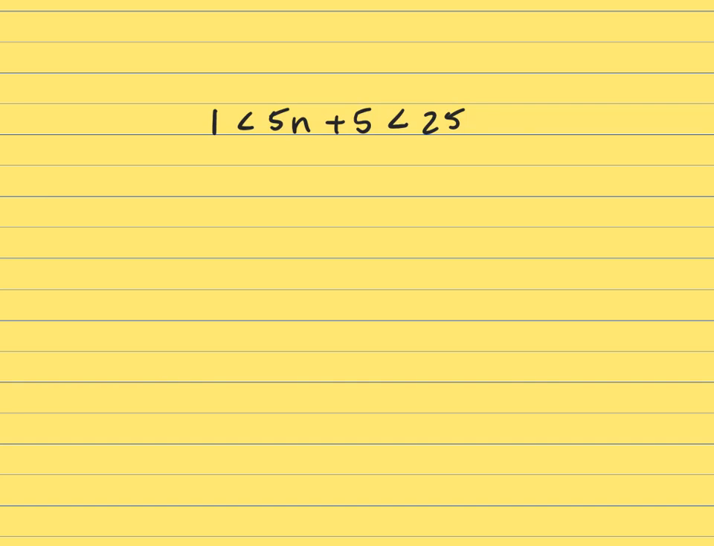This is a compound inequality because you have two inequality symbols. So what you want to do, to solve this, is get n in the middle by itself. The first thing you want to do is subtract 5 from the middle and both ends. And that gives you -4 is less than 5n is less than 20.